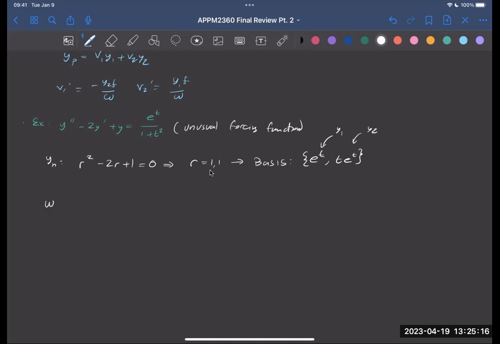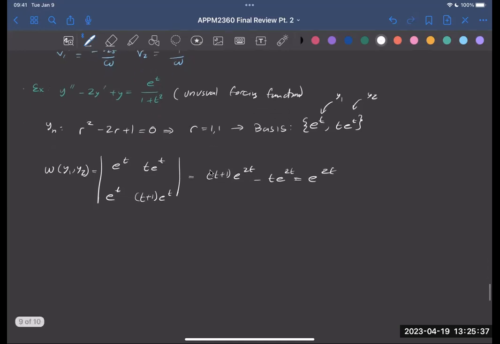So now let's take the Wronskian of y1, y2. That's equal to the determinant of this matrix, e to the t, t times e to the t. If we take the derivatives, that'll be e to the t, and this will be t plus 1 times e to the t. And we take this determinant, we get t plus 1 e to the 2t minus t times e to the 2t, which is just equal to e to the 2t.